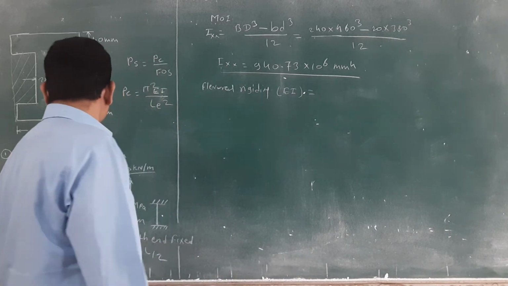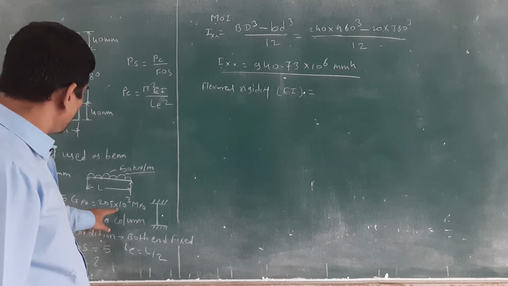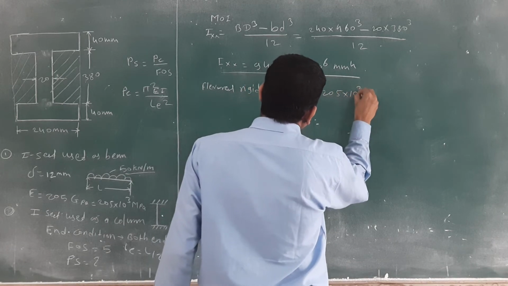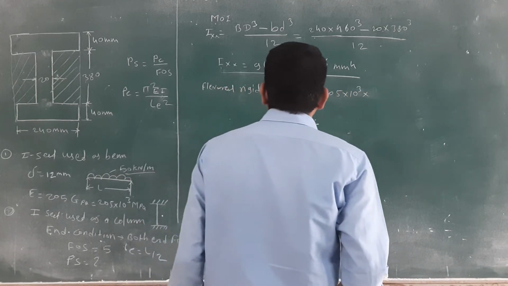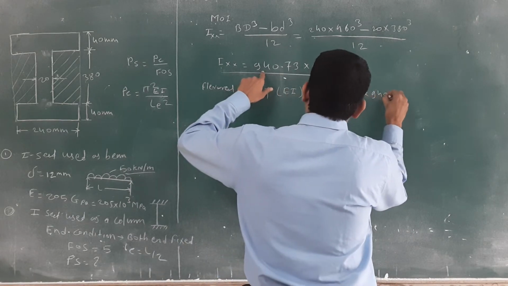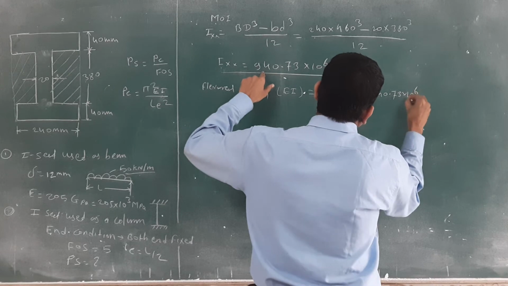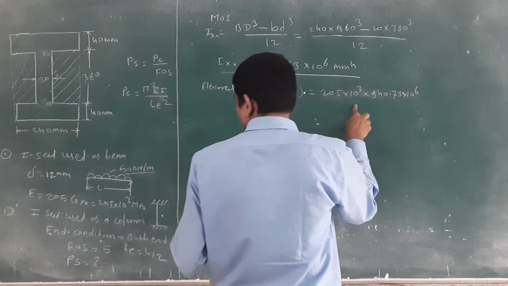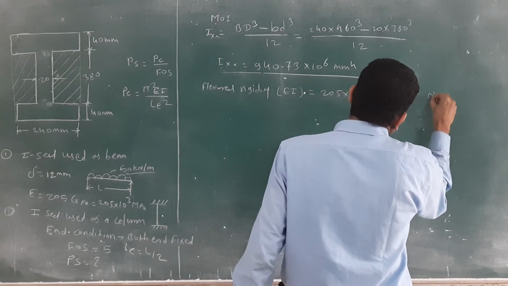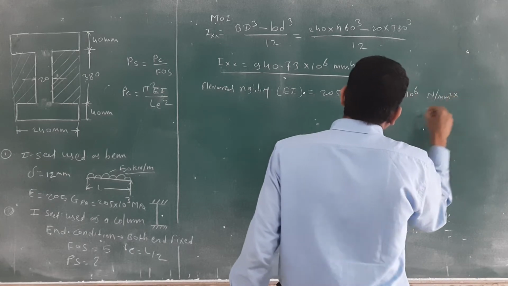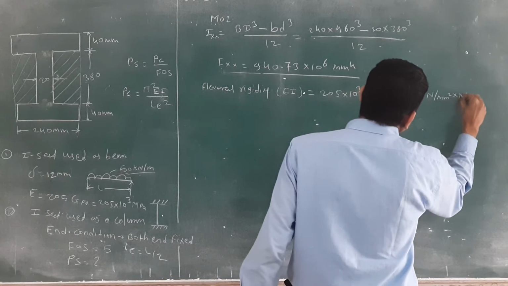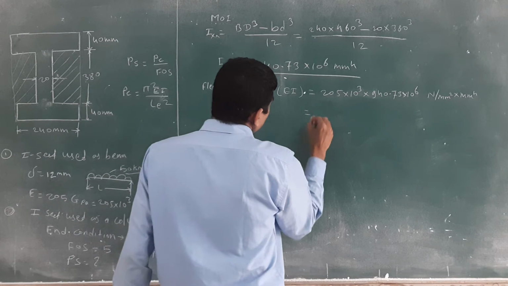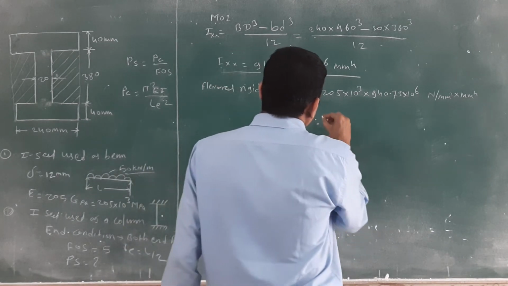EI is equal to, put the value, E is given as 205 into 10 raised to 3, into the I value, 940.73 into 10 raised to 6. Also I will write the units. What is the unit of E? Newton per mm square. Into the unit of Ixx, mm raised to 4. Hence you will get the value in Newton mm square.